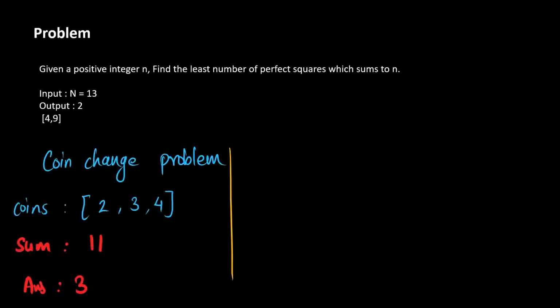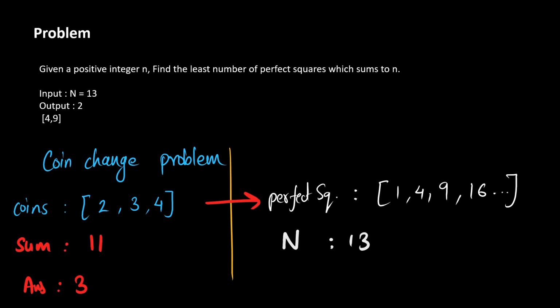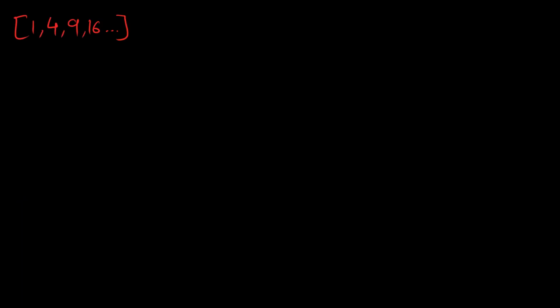Now in this problem, we can replace these coins by perfect squares. And here also we have a sum that we need to achieve by using these perfect squares. So let's see how we can solve this problem. Let's see a recursive solution.